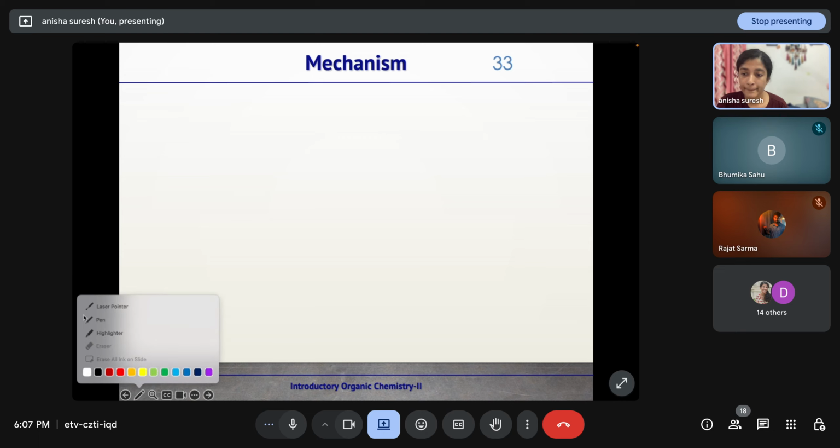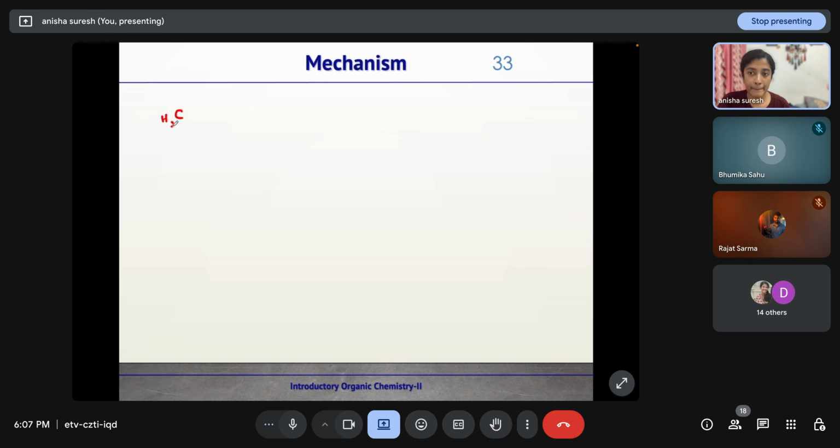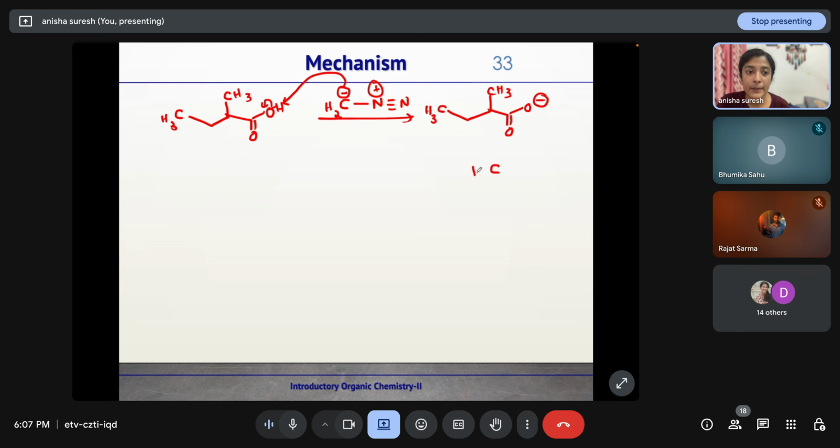Now we have CH3 CH3 double bond O, OH. Diazomethane exists like CH2 N2. So the negative charge on this CH2 will abstract this acidic proton, leading to formation of carboxylate, CH3 CH3 double bond O, O minus, and here CH3 N triple bond N plus will be forming.